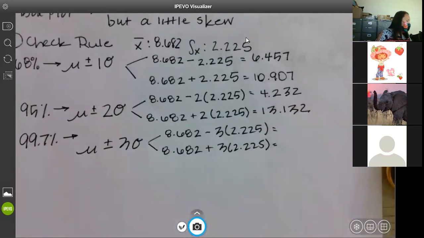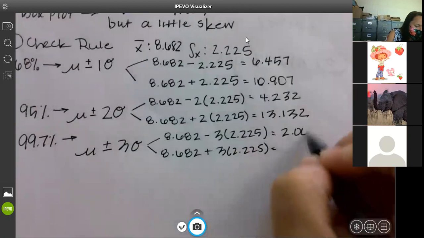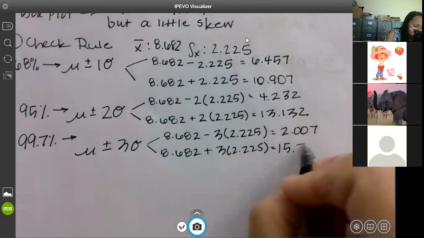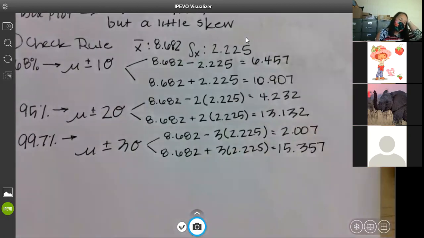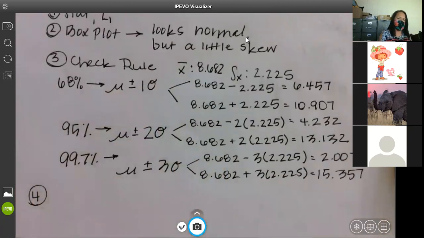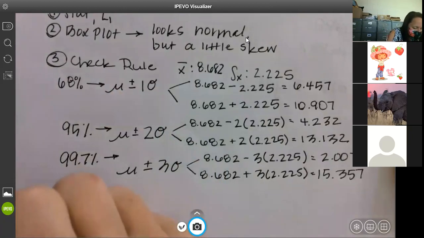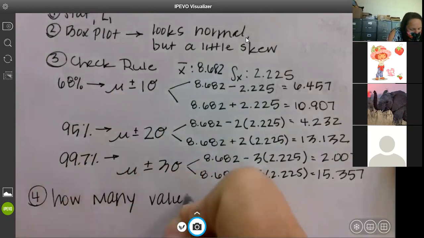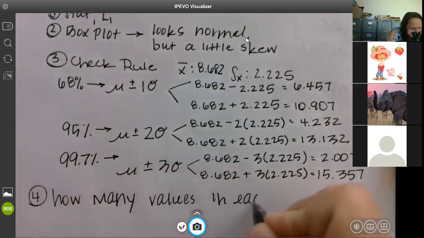Okay. Those values are 2.007 and 15.357. The last step we're going to do is find out how many data points come between that value. So the fourth step, and you can do 3 and 4 simultaneously. That's not a big deal. I just separate them. So you're looking for how many values are in each range.